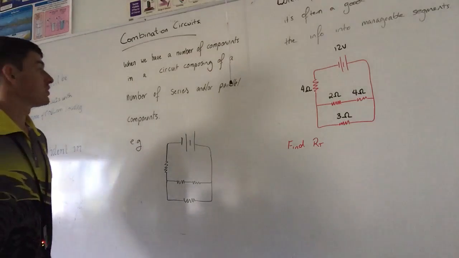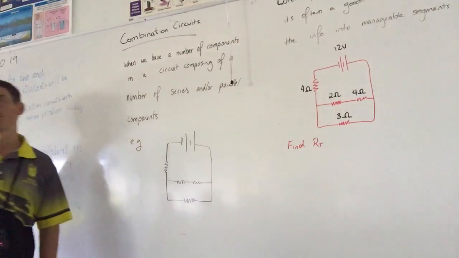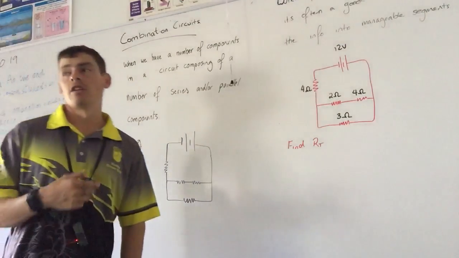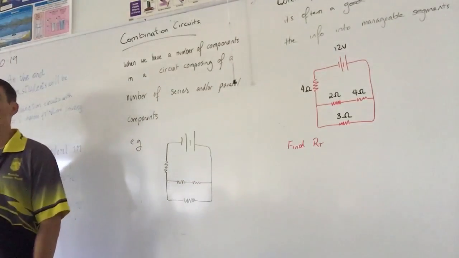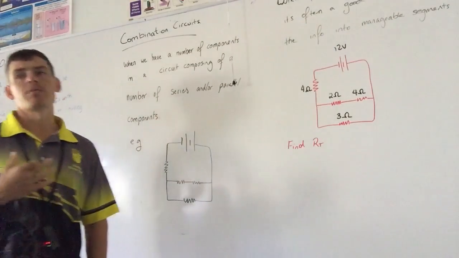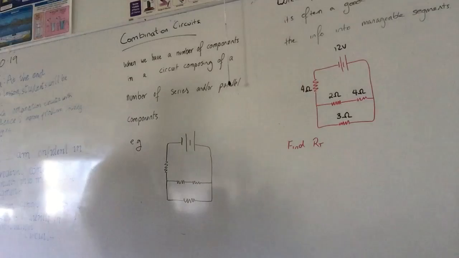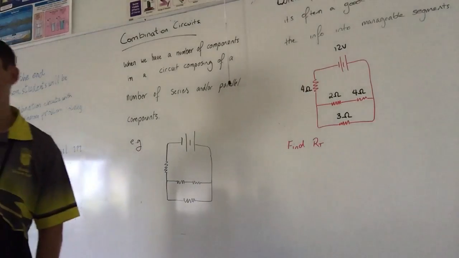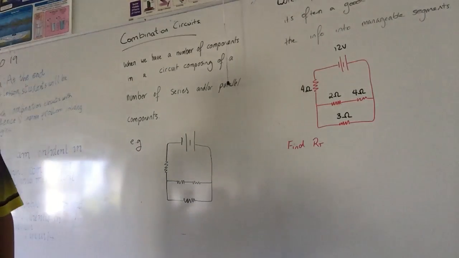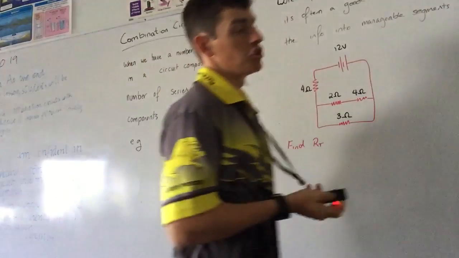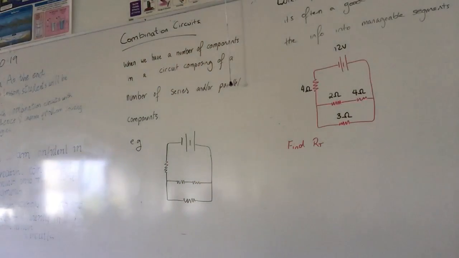So, combination circuits, we've looked at these a little bit before, but it's basically when we've got a number of series and or parallel. Usually it's a combination of both, but you can have a combination series that's just got a combination of parallel components, for example. So it's when you need to break a circuit up into segments to identify resistance, current or voltage.